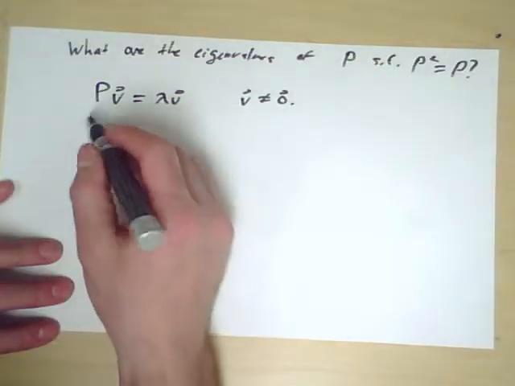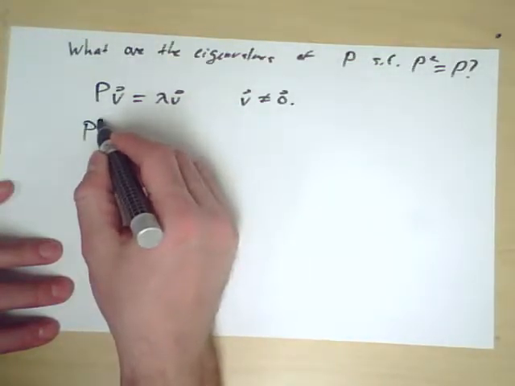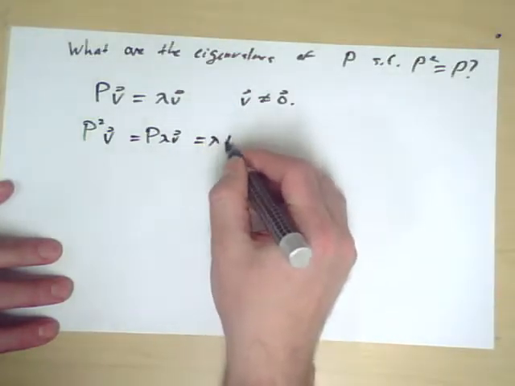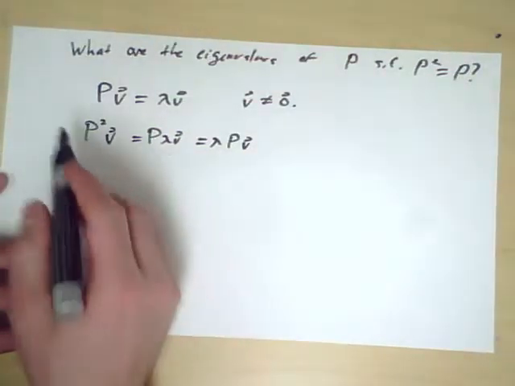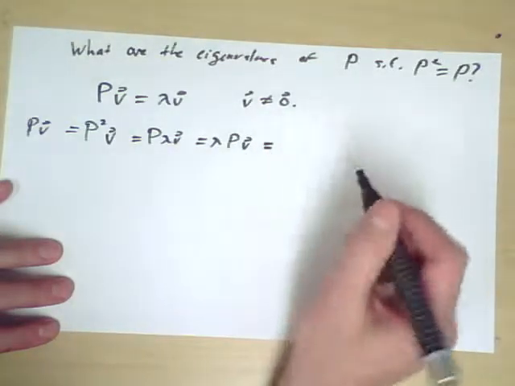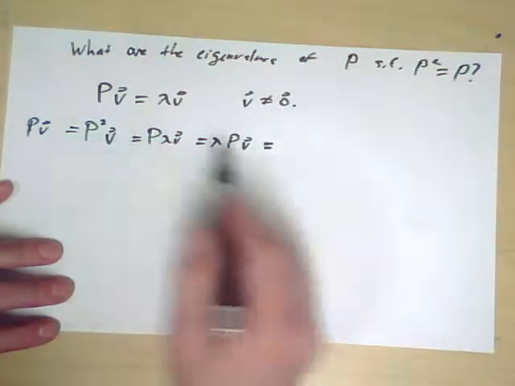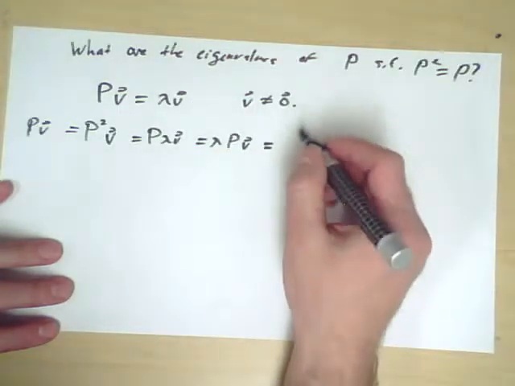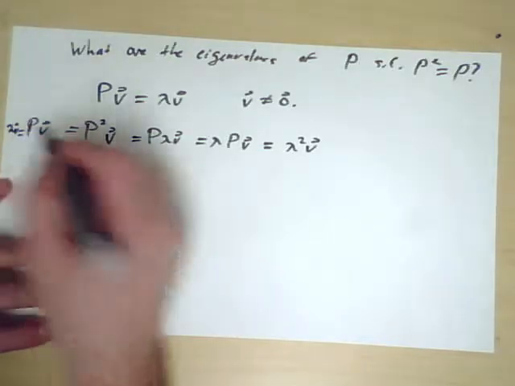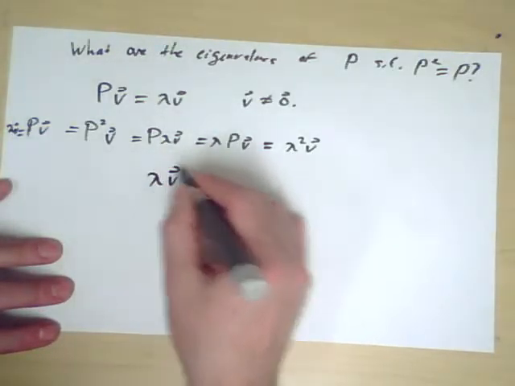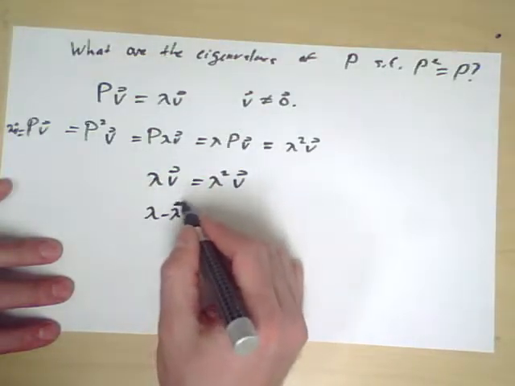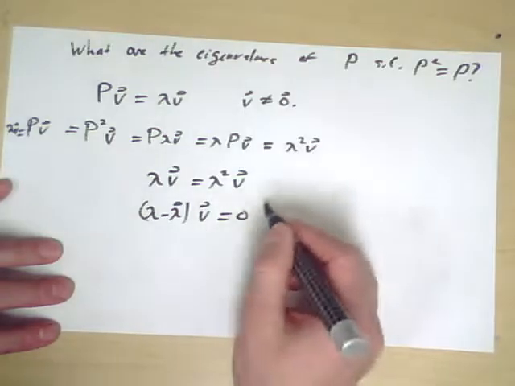Applying P to this equation one more time, we see that P squared v is P lambda v, which is of course lambda Pv by linearity. The left-hand side is Pv because P is a projection, and the right-hand side is, well, Pv is lambda v by assumption. This is lambda squared v, and this side is lambda v. So overall we have the equation lambda v equals lambda squared v. In other words, (lambda minus lambda squared) v is equal to 0.